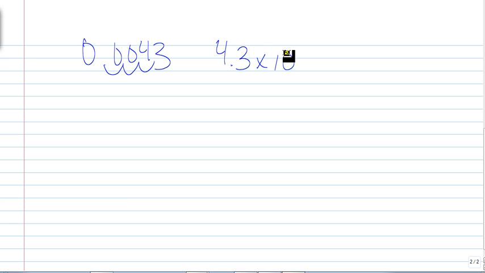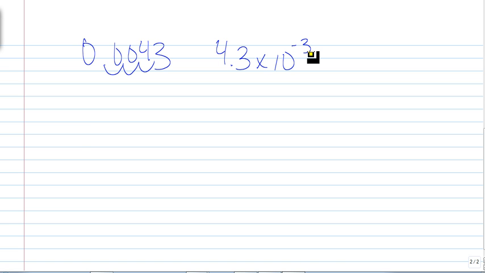Okay, so let's say that I have 0.0043. Let's write that in scientific notation. Okay, so let's get our base number. Our base number is going to be 4.3 because that's the number between 1 and 10. And how many times did I move over from my original decimal spot to in between 4 and 3? I moved over 1, 2, 3 spaces. So now, is it going to be a -3 or a +3? Look at the original number. The original number is a decimal. That means it's going to be a -3.